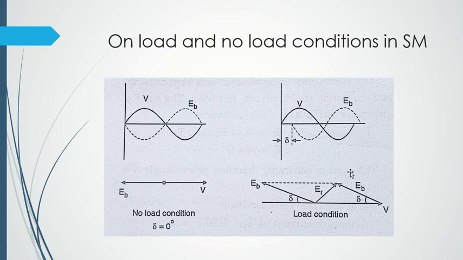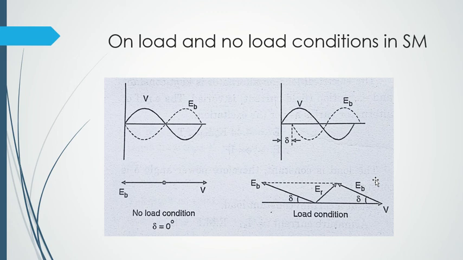So can you tell me what will be the change in ER if my load angle will increase? This is my delta, which is my load angle. What will happen if the load angle increases? EB will go like that, and when it goes like that, ER will also come here, right? So if the load on the motor is increased, the load angle will also increase, and when delta increases, there will be a change in ER.